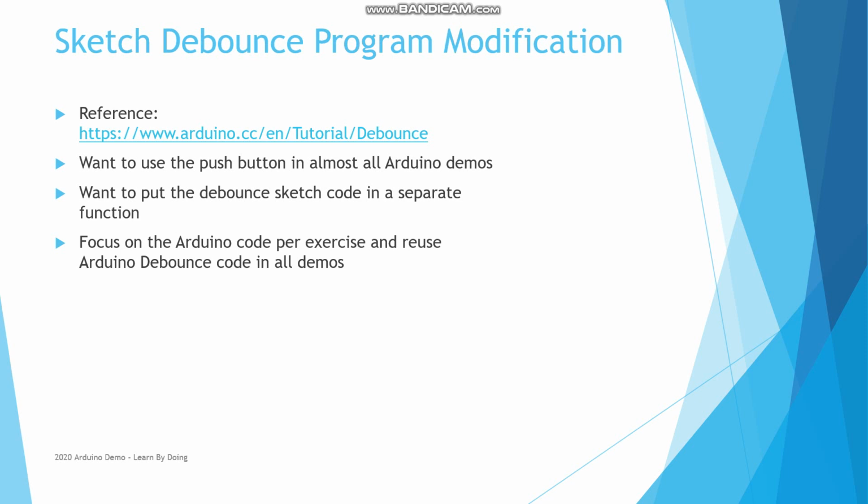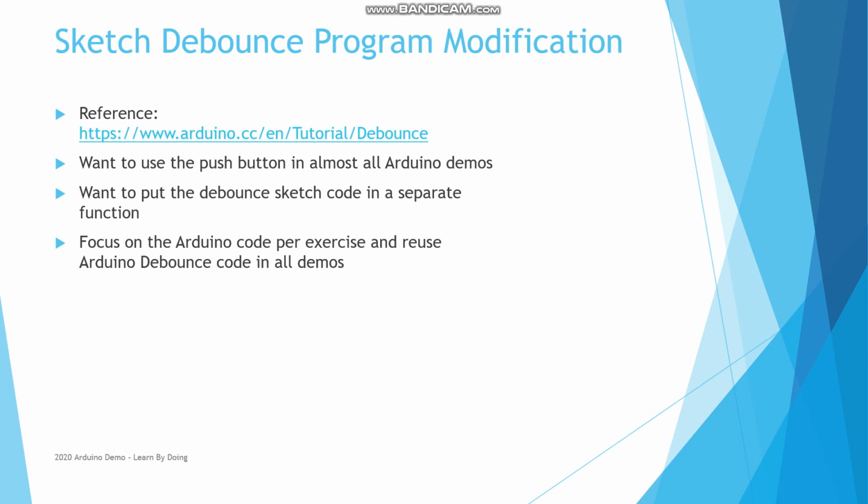Now why do I need this? I want to use the push button in almost all my Arduino demos in this playlist. I want to put the debounce sketch code in a separate function, and I want to focus on the Arduino code per demo or per exercise that I'm doing, and I want to reuse the Arduino debounce code in all my demos. I want to keep it separate. I don't want it to be part of my loop function.